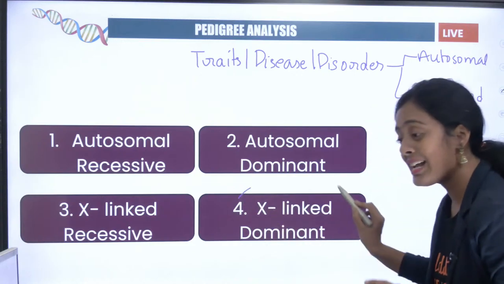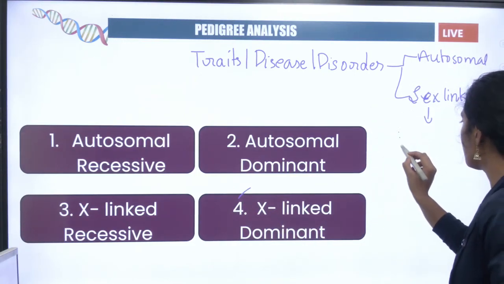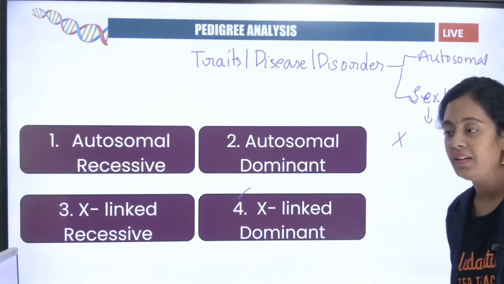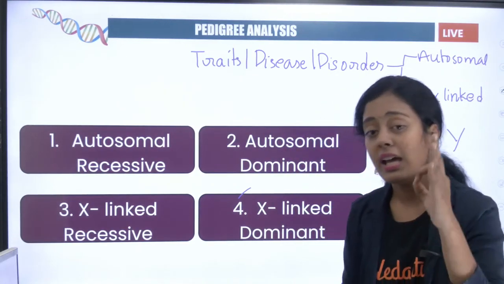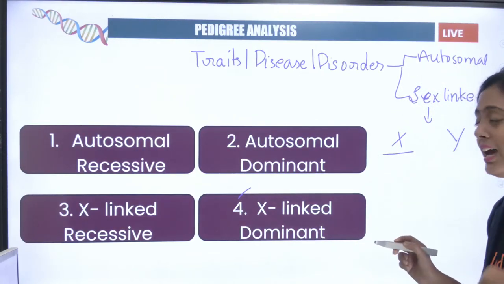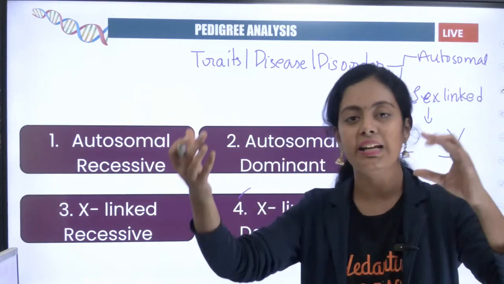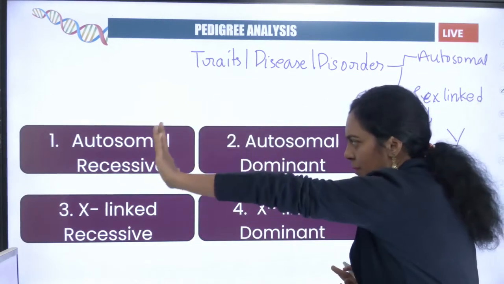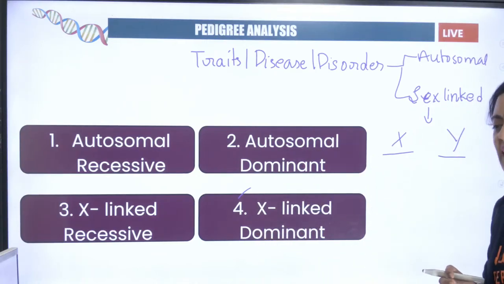Then what is a sex linked trait? These traits are carried by my sex chromosomes, we call it X linked and Y linked. If they are carried by my X chromosome, I call it X linked inheritance; if they are carried by my Y chromosome, we call it Y linked inheritance. Okay, in this we can study autosomal recessive, dominant, X linked recessive, X linked dominant.